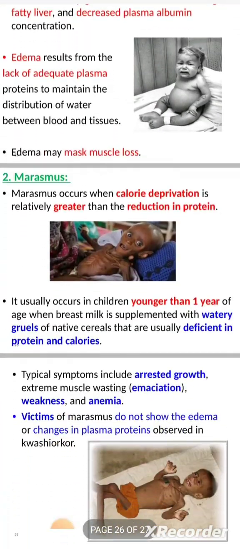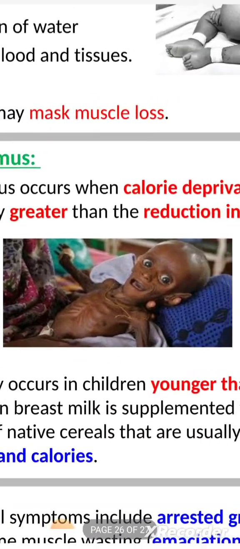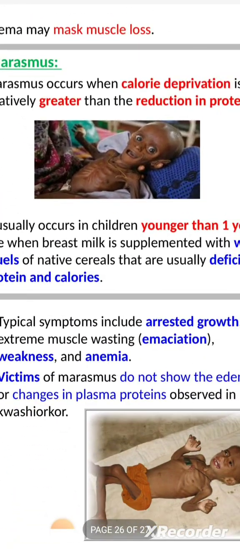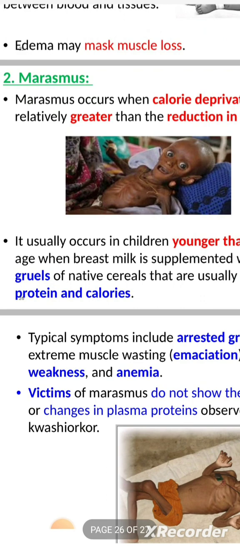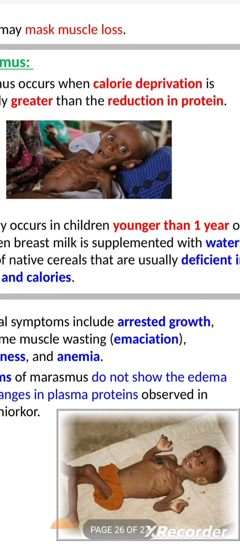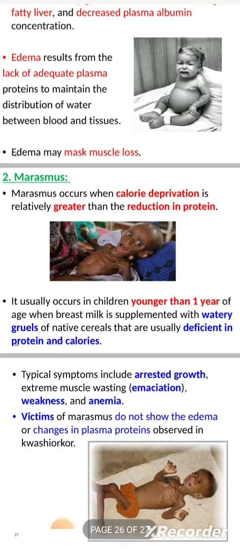You see here the symptoms: extreme muscle wasting, emaciation, weakness, anemia. These children do not show the edema or the change in plasma protein observed in kwashiorkor. You see how it looks, wasting of the muscles, and this is common in underdeveloped countries. They are not developing, they are stopped from developing. This is common in Africa and India.